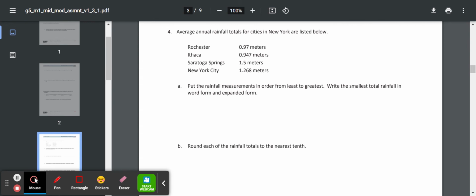Question A, put the rainfall measurements in order from least to greatest. Write the smallest total rainfall in word form and expanded form. So you don't have to do it for all of them. You're going to list all of them from least to greatest, but then the smallest one, right, in word form. All right, B, round each of the rainfall totals to the nearest tenth. Round these numbers here to the nearest tenth.